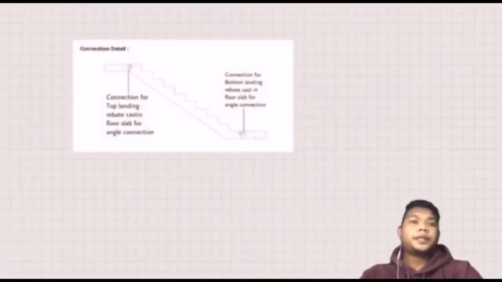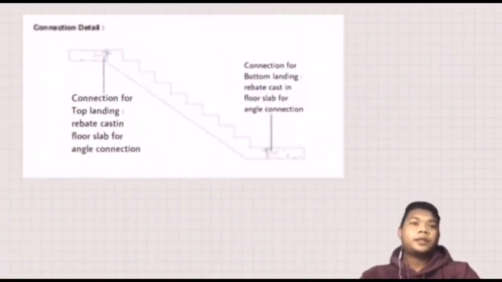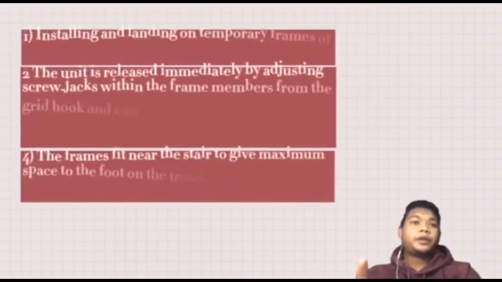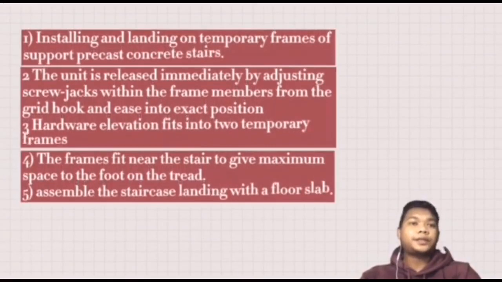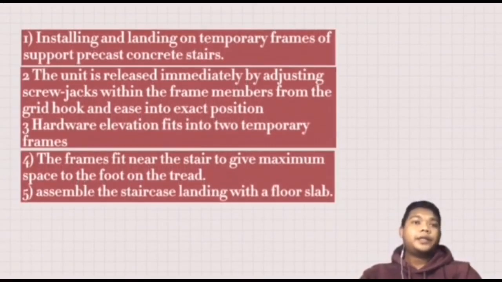Next, the precast staircase. For the installing and landing, the precast concrete stair is placed on a temporary support frame. The unit is released immediately by adjusting the screw jack within the frame members from the grid hook and is moved into exact position. However, the elevation fits into two temporary frames.